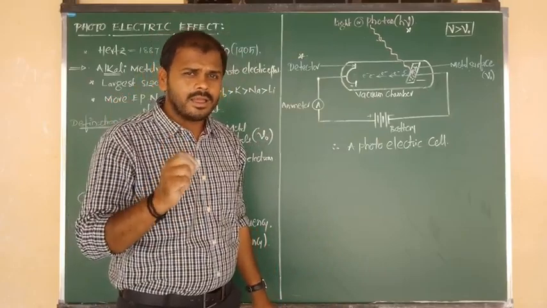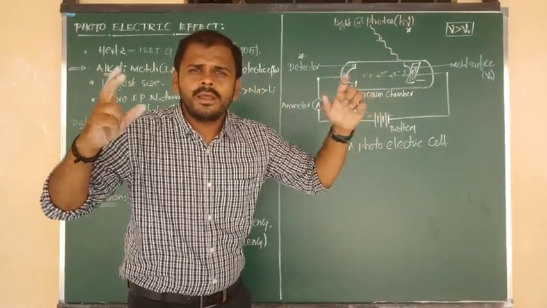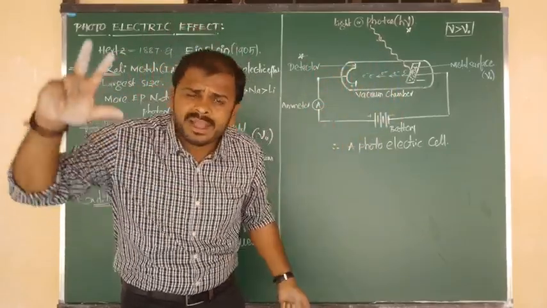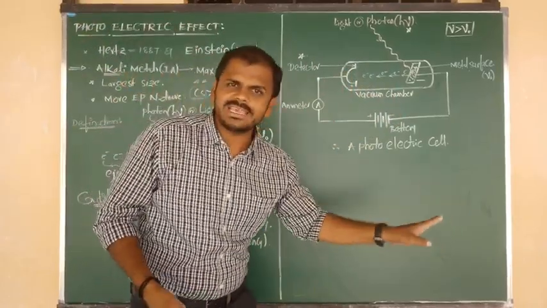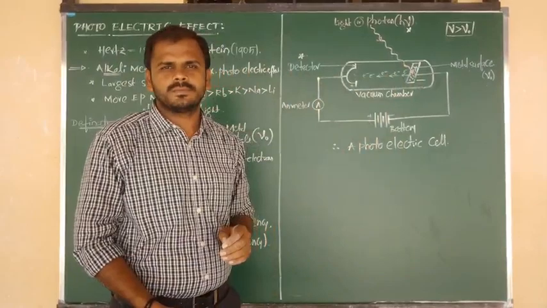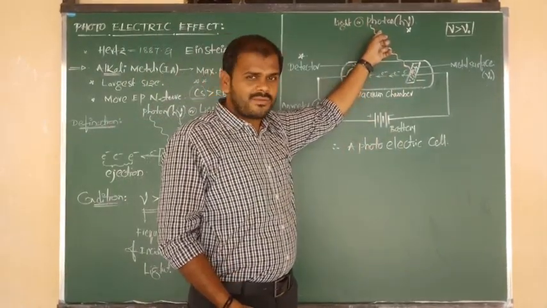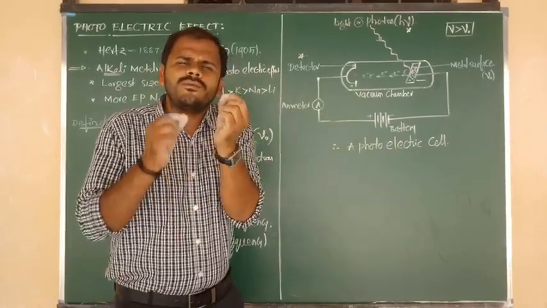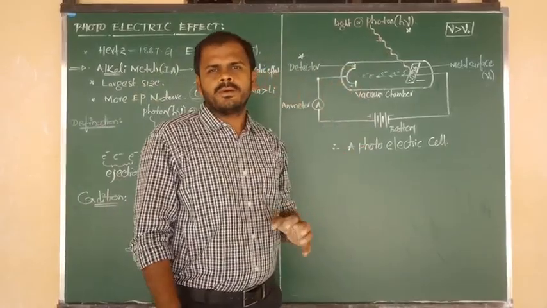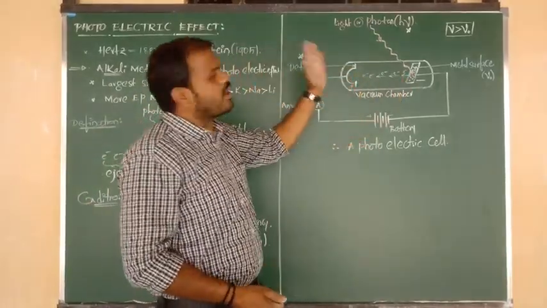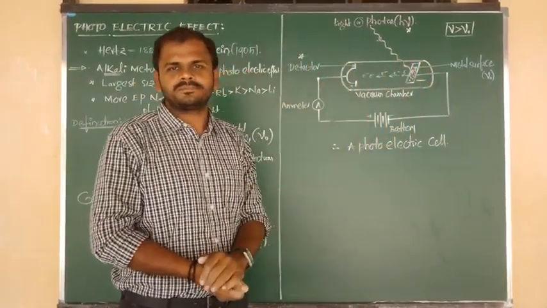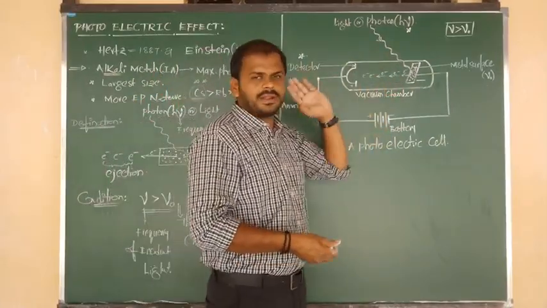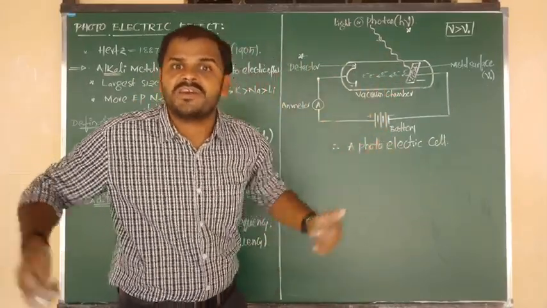Okay, ready? Just imagine a photon that may contain 100% of energy. But we are not utilizing the total 100% of energy for the removal of an electron. Out of that photon energy, just a very small part we are utilizing for the removal of electron from the surface of metal. Sir, what about the remaining energy of the photon?